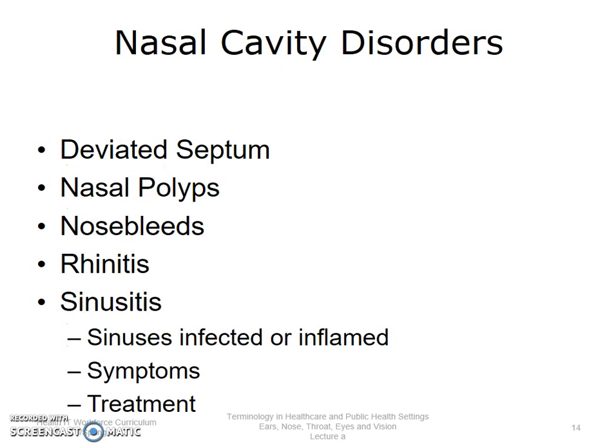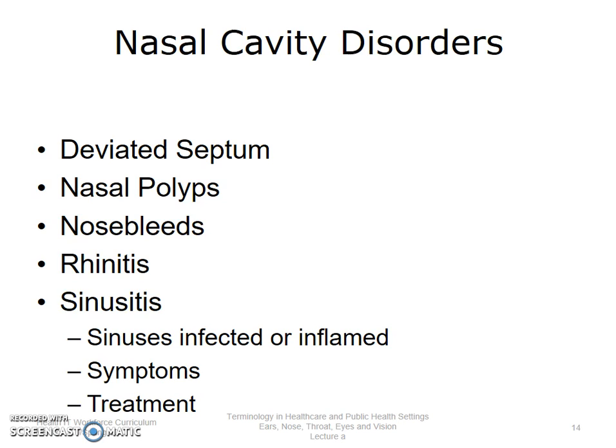There are a few more nasal cavity disorders that we should mention here. A deviated septum is a shifting of the wall that divides the nasal cavity into halves. Nasal polyps are soft growths that develop in the lining of your nose or sinuses. And all of you are probably familiar with nosebleeds, which occur when there is bleeding or hemorrhaging from the nose. Rhinitis is an inflammation of the nose and sinuses, sometimes caused by allergies. The main symptom is a runny nose.